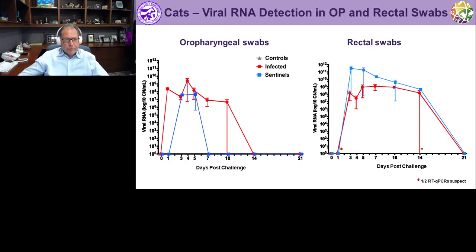We did oropharyngeal swabs too, and here, similar to the nasal swabs, the principal infected animals are positive on day 1, maintain positivity until day 10, and are negative on day 14 and 21. The sentinels turn positive on day 3 and day 5, but are already negative on day 7 and throughout the rest of the 2 weeks.